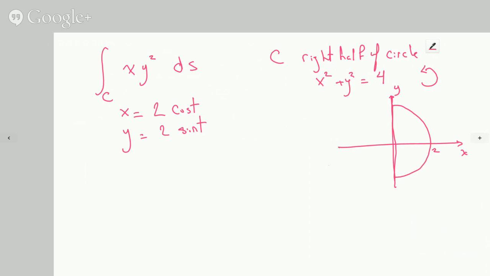which when you square both sides and add them, you get exactly the equation of the circle x squared plus y squared equals 4. That's why this parameterization is very convenient and straightforward.